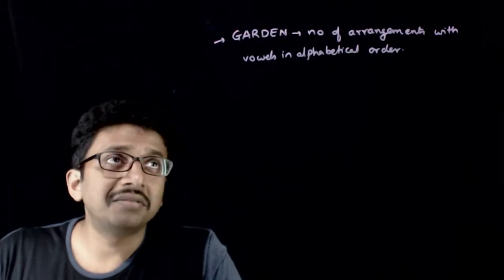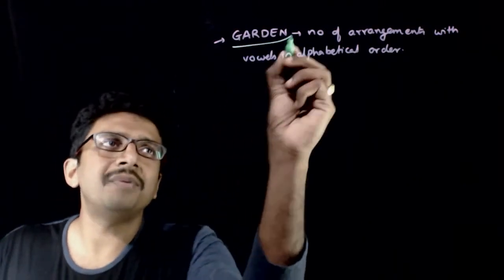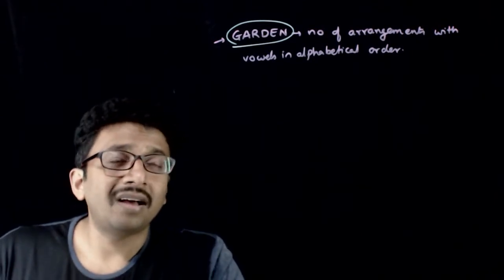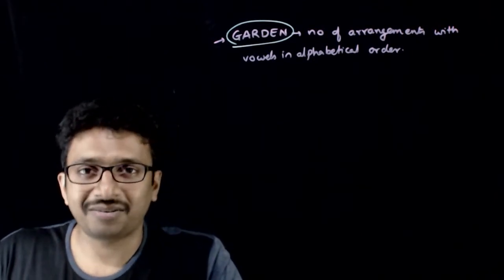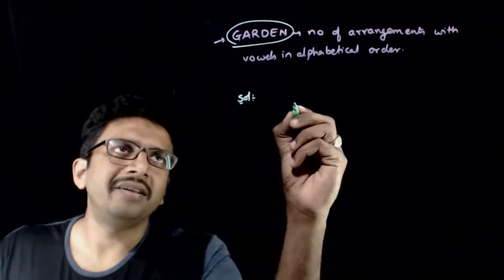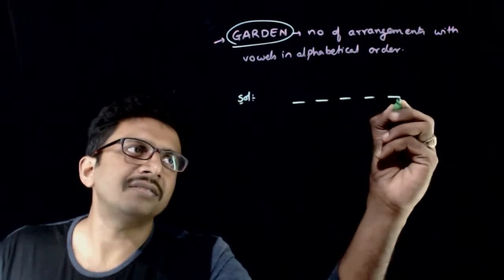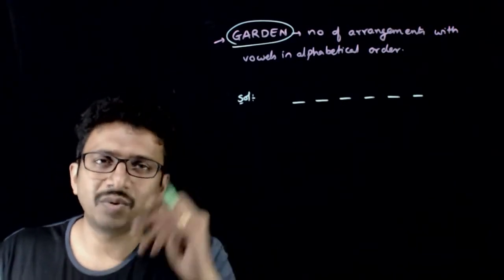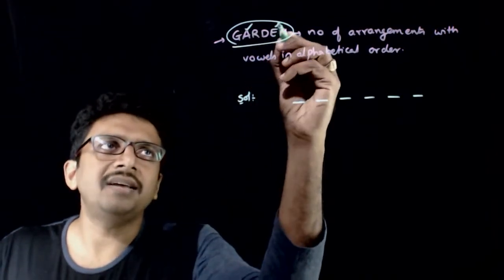So welcome students. In this question, you're asked to find the number of arrangements of the letters of the word garden where vowels are in alphabetical order. If you see the word garden, it has 6 letters. And how many vowels are there in this word? You have 2 vowels, A and E.